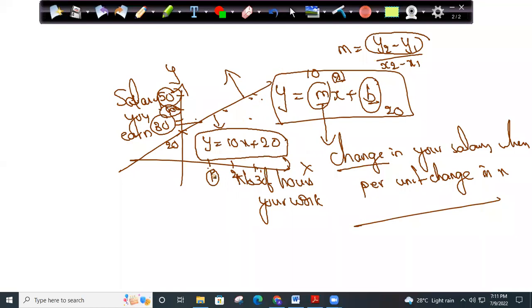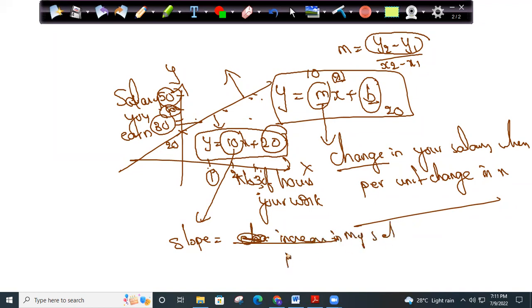Now, my intention in this class is to make you aware of what this 10 stands for and what this 20 stands for. What does this 10 stand for? Definitely the slope. Very good. But what is the meaning of the slope? It is the increase in my salary for every 1 hour of work I do. Every 1 hour of work I do is my 10.